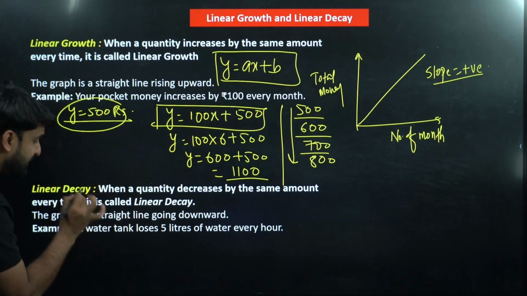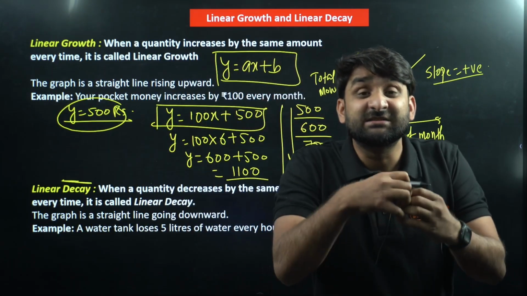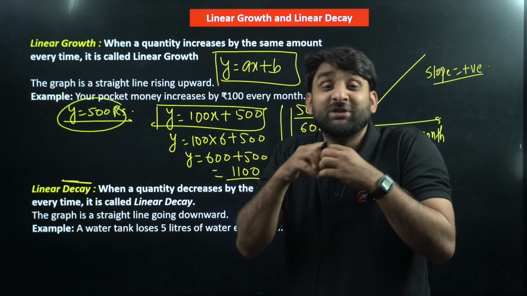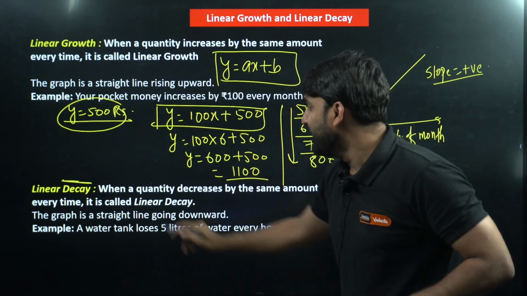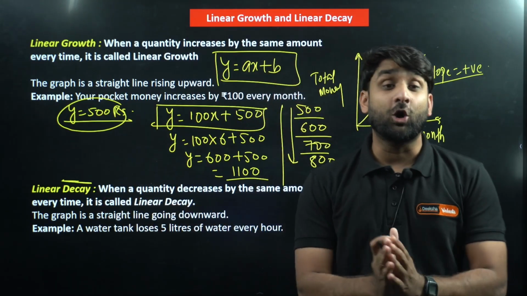Now moving to linear decay. My dear, first understand what is called decay. Decay means decrement. Decay means decreasing. Something is removing, something is decreasing. Now linear means what? Something is decreasing but with an equal rate, and that is why the word linear is there. So when a quantity decreases by the same amount every time, it is called linear decay.